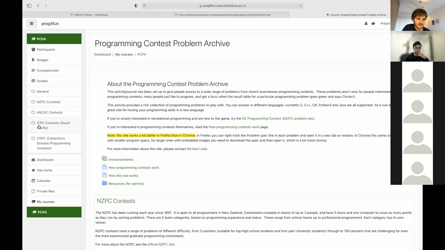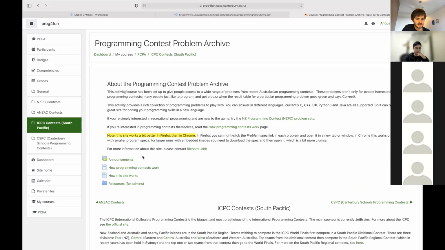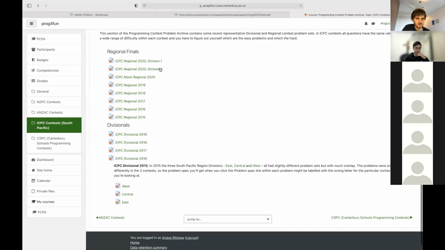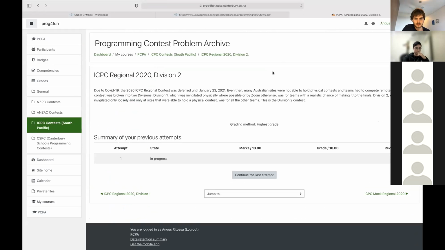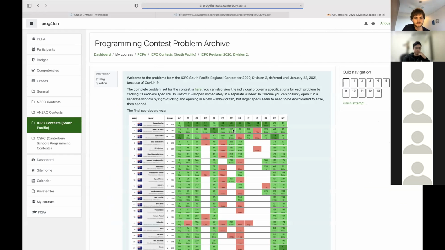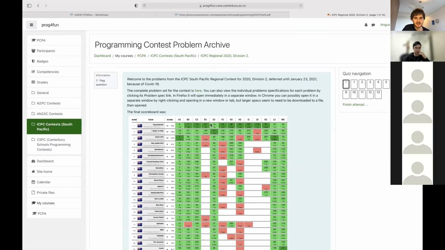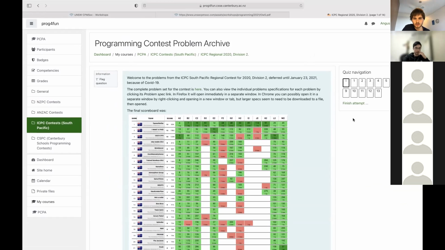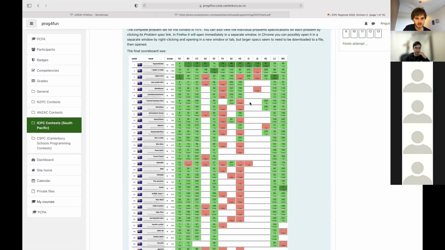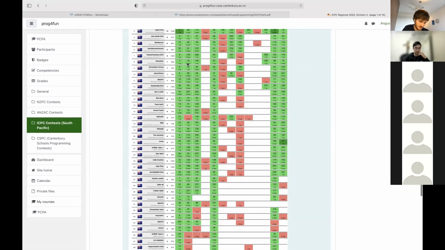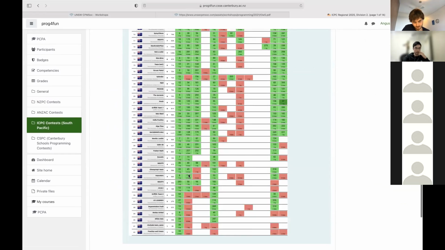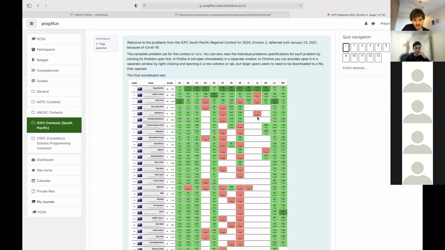So if we go to ICPC contests and to 2020 Divisionals Division 2, it's just set up as a Moodle quiz. You continue here, and you can submit to any of the problems. You can also see the scoreboard. So problem B, the first one we did, almost everyone in the contest solved it. Problem G we just did was less solved, but still one of the higher solved problems in this division.